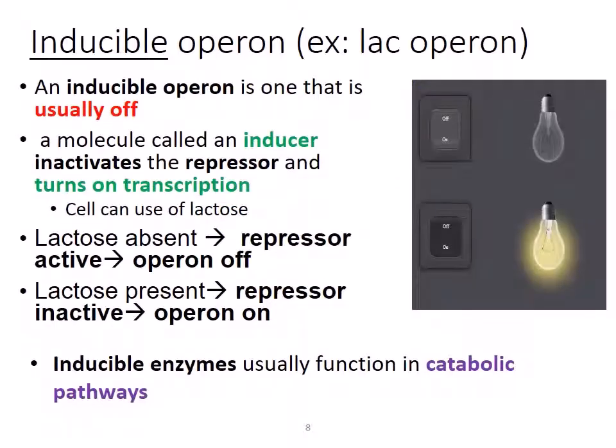So an inducible operon then, an example here is the lac operon. An inducible operon is one that's usually off, but when a molecule called an inducer inactivates the repressor, it turns on transcription. So in this case, that allows the cell to use lactose. If lactose is absent, the repressor is active and the operon is off. Like, why would the cell make the molecules to use lactose if there's not any lactose available? That would be a waste of energy. However, if lactose is present, the repressor is going to be inactive, so the operon will be on. Inducible enzymes are usually going to function in catabolic pathways.